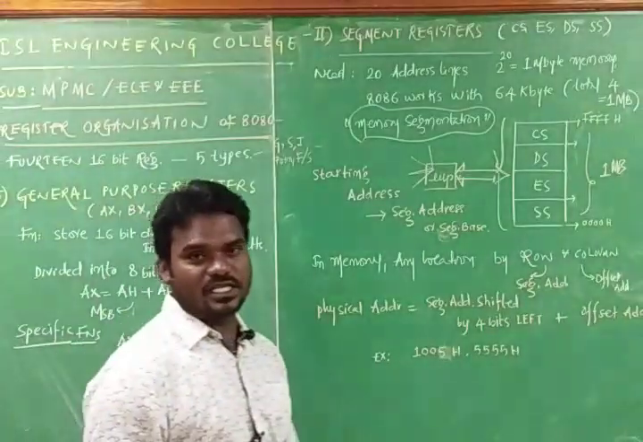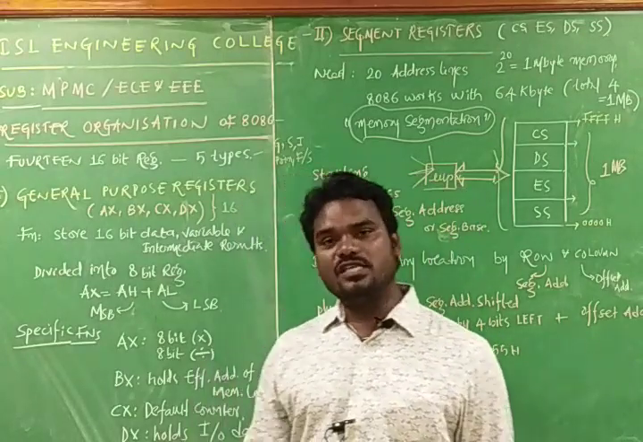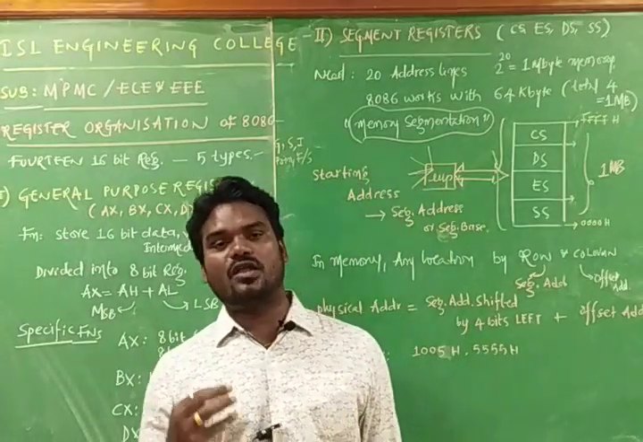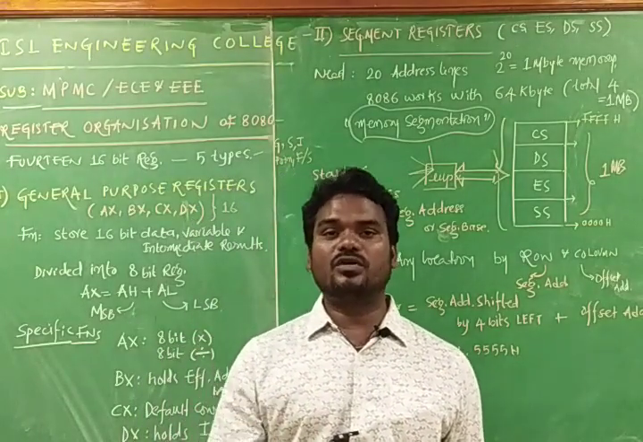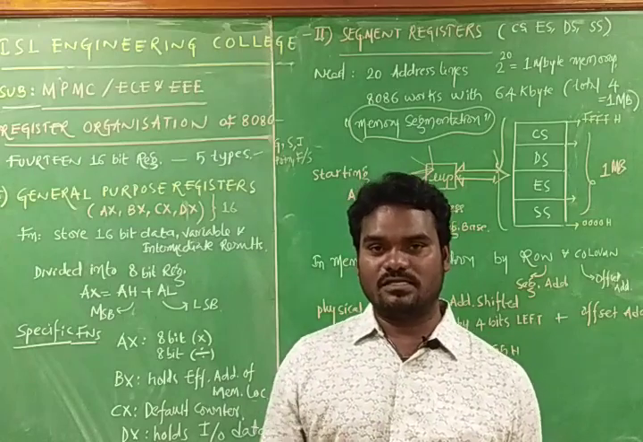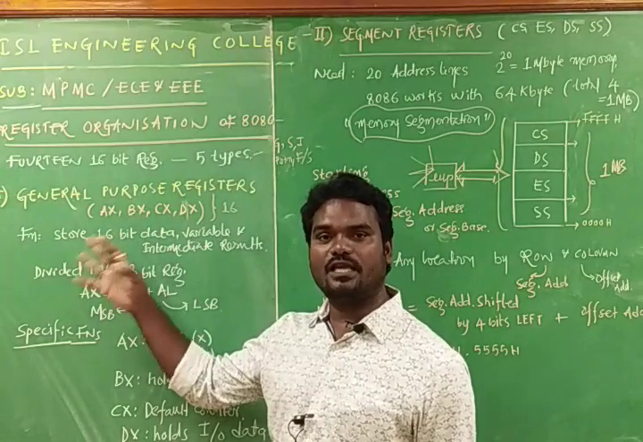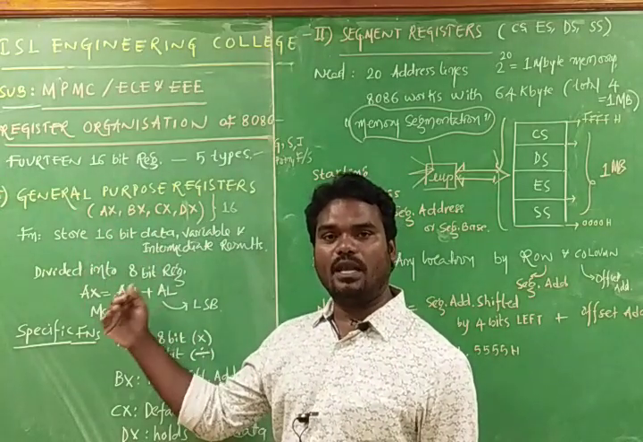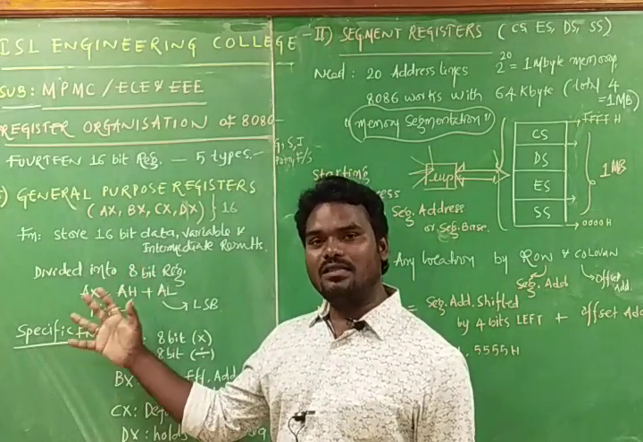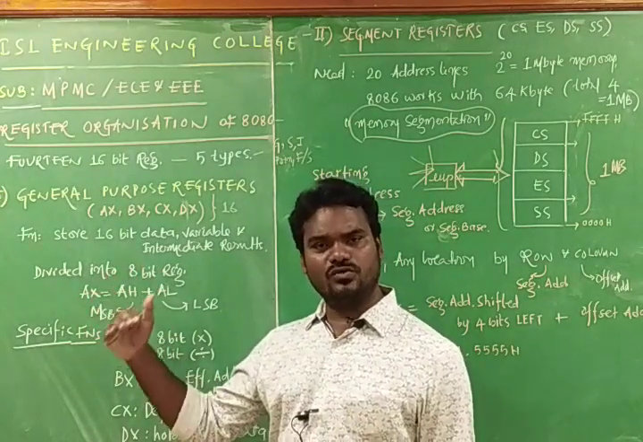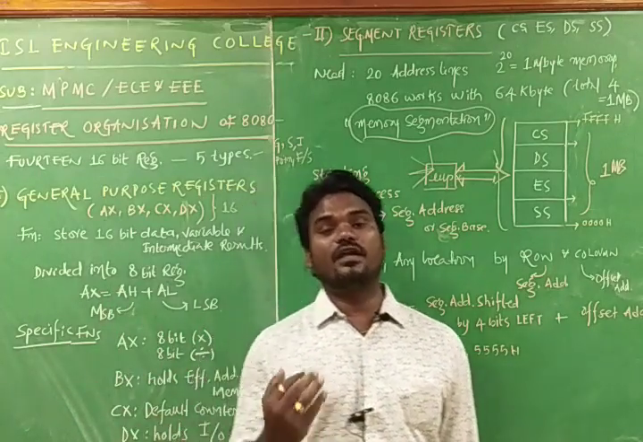These 4 general purpose registers are used to store the data, the variables, and the intermediate results. That means AX, BX, CX, DX, the accumulator, base, count and data registers, are all used to store data, 16-bit variables, and 16-bit intermediate results.